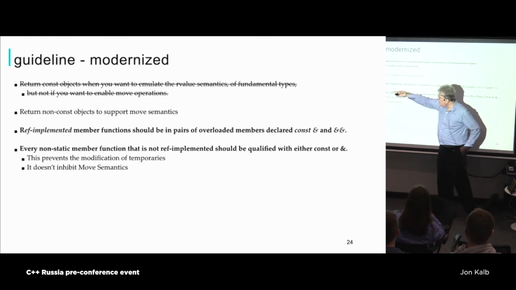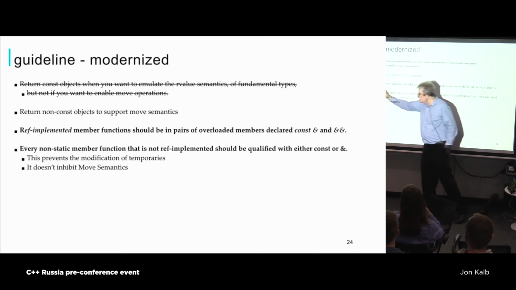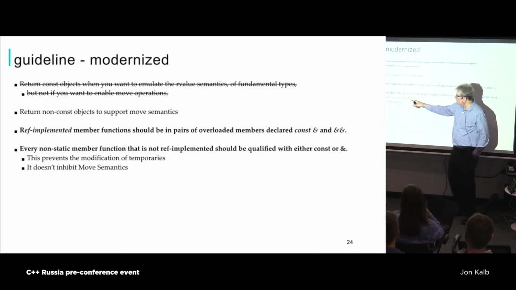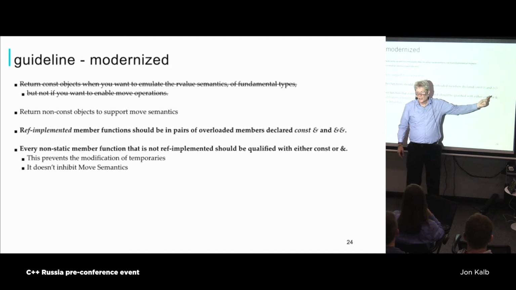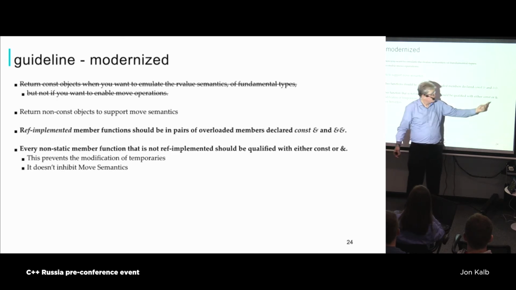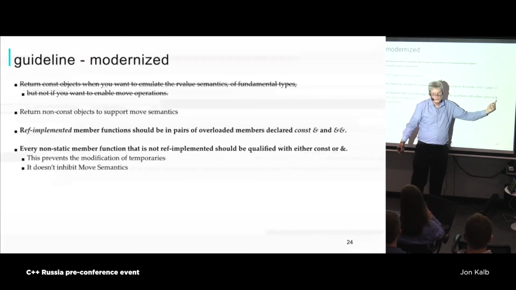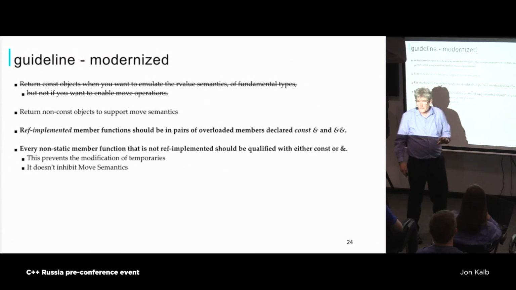All right, so now here's the guideline, which is to return non-const objects to support move semantics, for ref implemented, those are the ones I said where you actually have something different you want to do in both cases. It's kind of rare, but we're going to call it out. But other than that, every non-static member function that is not ref implemented should be qualified with either const or L value. If it's const, then that means it doesn't matter. You're not going to be modifying anything anyway. But if it's not const, then we only want to do it on the L value, because otherwise we're modifying an R value. Does that make sense?